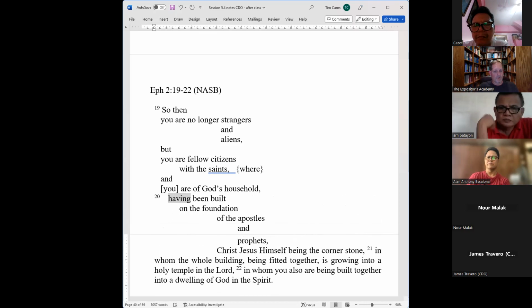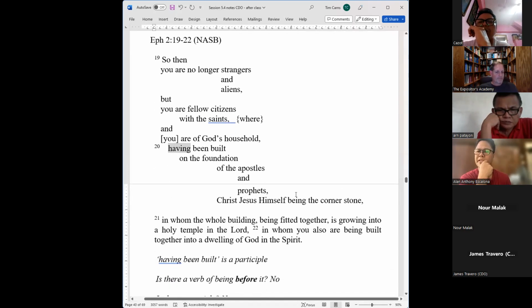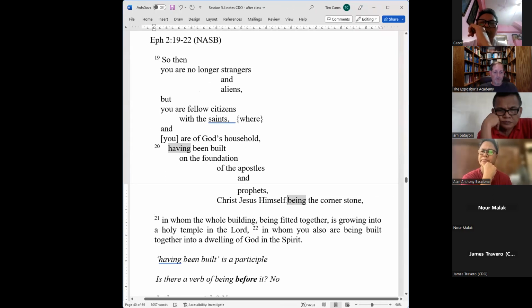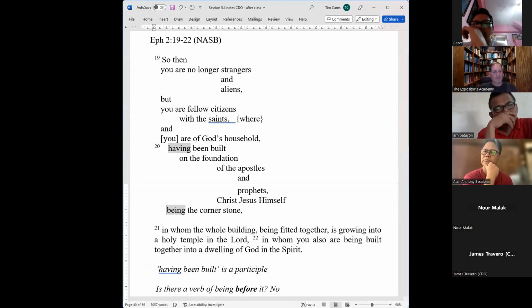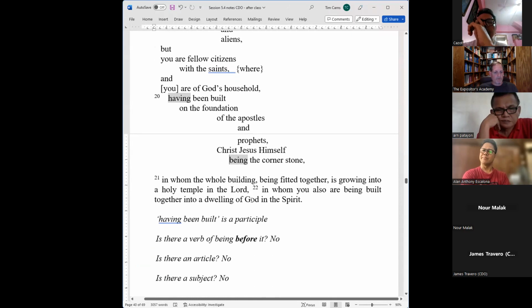And then, all right, are there any others in verse 21? Verse 20, sorry, Alan, and then I'll have someone else. Being, yeah. And again, notice there is no verb of being, no "is" or "are" or anything before it, and no article, no subject. So this is a participle as well, describing Christ. All right.